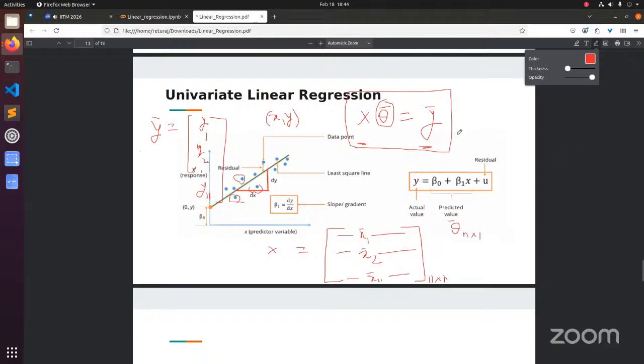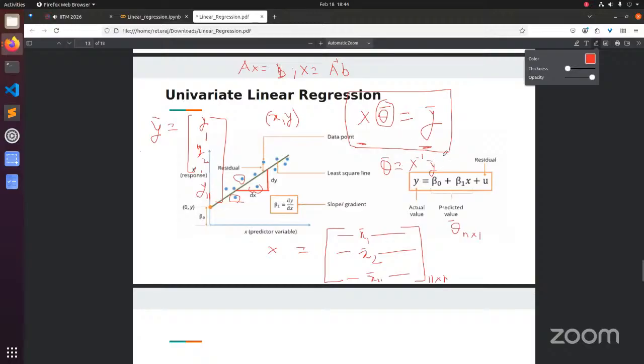Does anyone know how to solve this equation? How do we solve this equation? We did linear algebra, right? We did it last two classes before. How do we solve this? Remember this? Ax equal to b, and the solution was x is equal to A inverse b. So here theta bar should be equal to X inverse y bar.